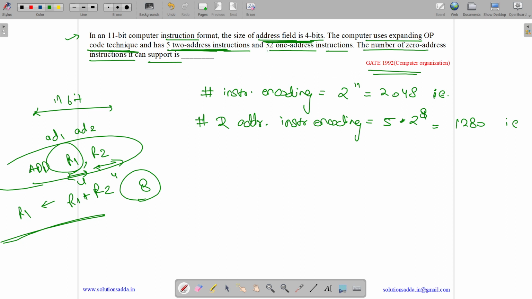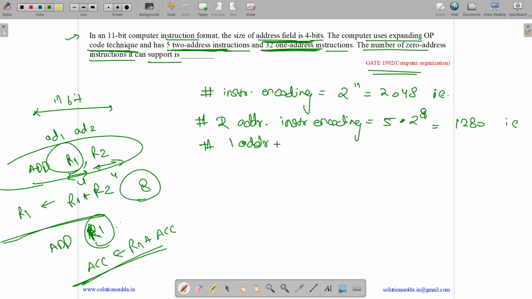Now we have 32 one address instructions. So let us suppose something like add R1. So it adds the value of R1 to the value of accumulator and stores it in accumulator. Okay, so number of one address instruction encodings, equals only 32 are there.